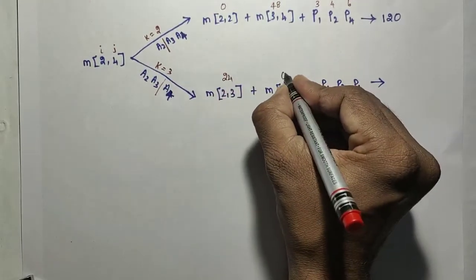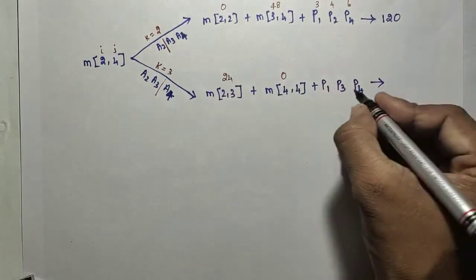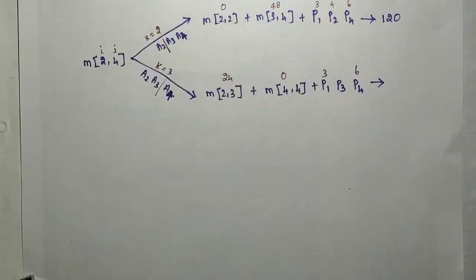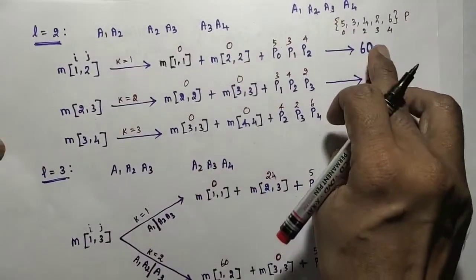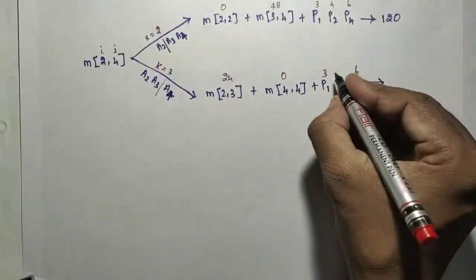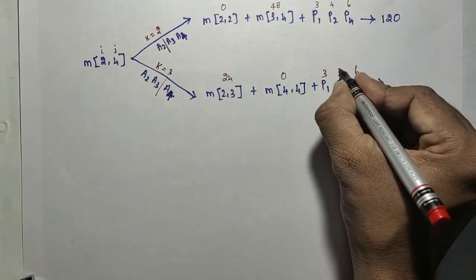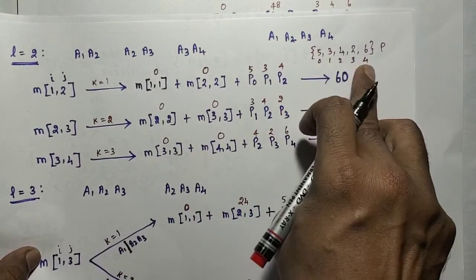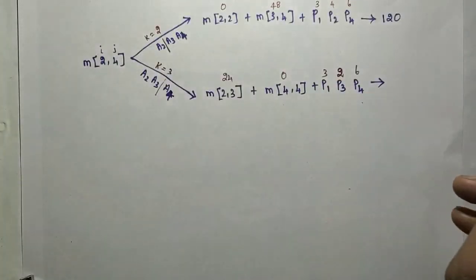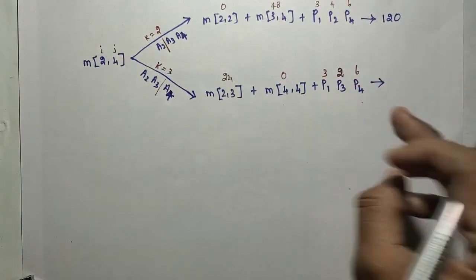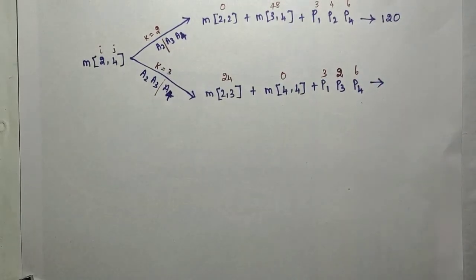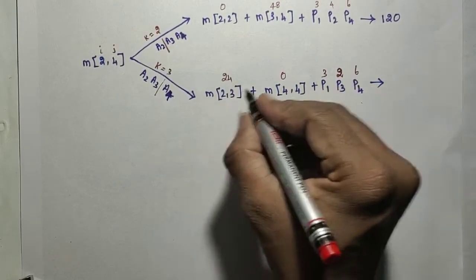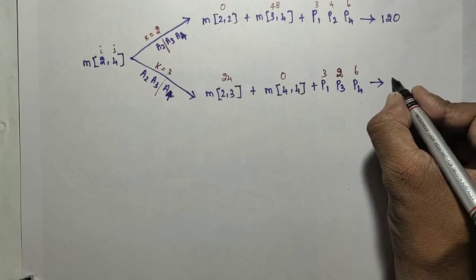And this one, 4 comma 4, will be 0. p1 and p4 are 3 and 6, and p3 here is 2, taken from this table. So now this value will be 60. 3 into 2 is 6, 6 into 6 is 36, 36 plus 24 is 60.